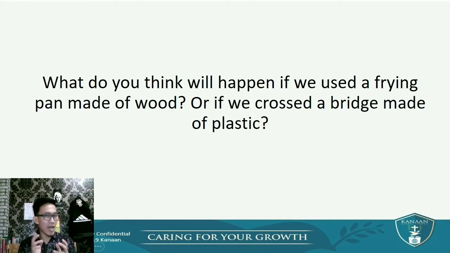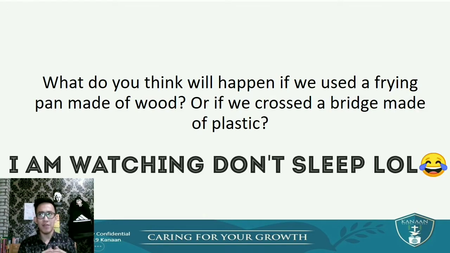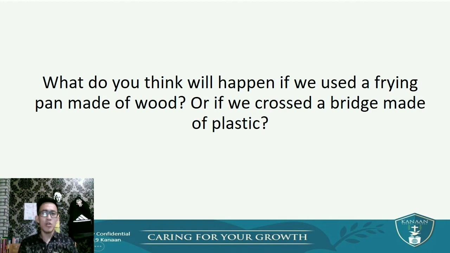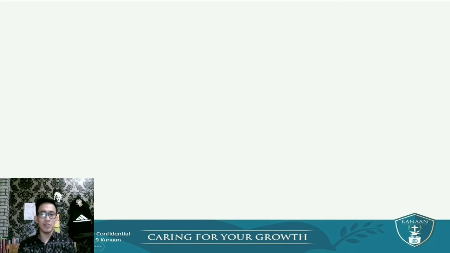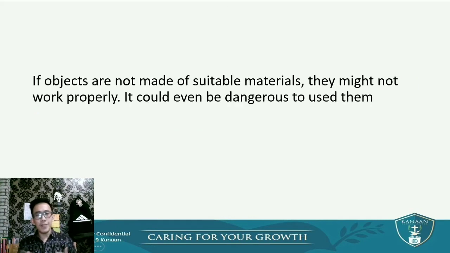Imagine, what do you think will happen if we use a frying pan made of wood? Have we ever thought about it? Or if we cross a bridge made of plastic? I know it's kind of weird, right? Just a what if. You see, if objects are not made of suitable materials, they might not work properly. It could even be dangerous to use them. So that's why each material has its own uses according to how we can utilize them.